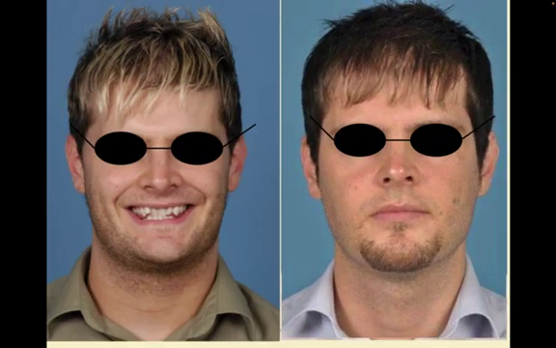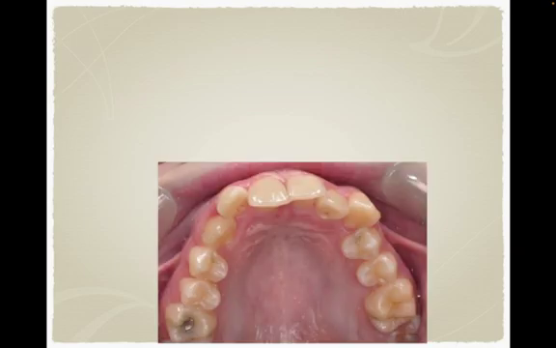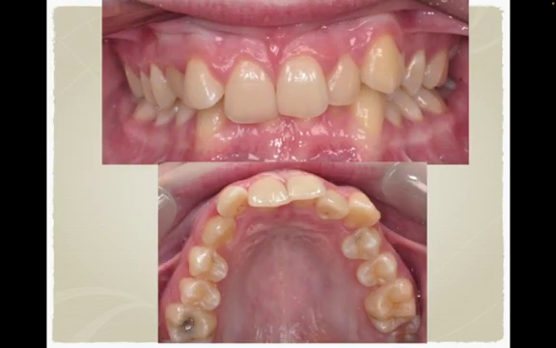And this is the patient after 1 year of the surgery. Last topic to be discussed today is retention. So basically, when you treat a patient with a class 2 division 2, the stability thing, we have 2 kind of challenging, tricky situations.